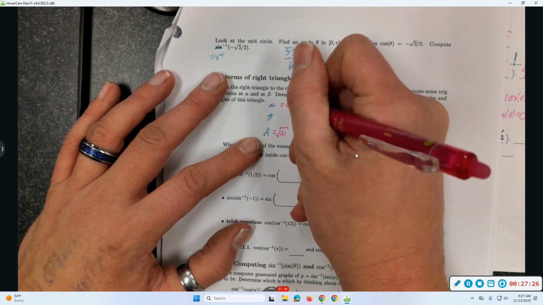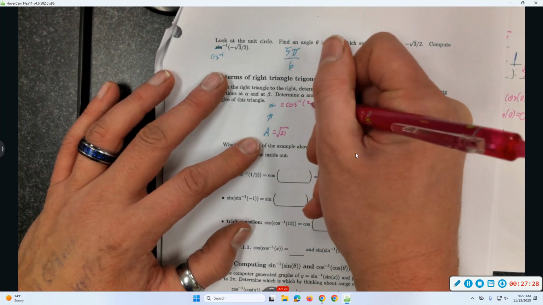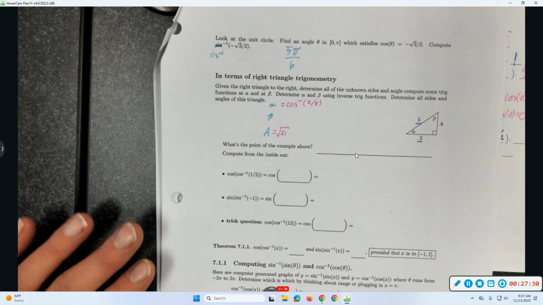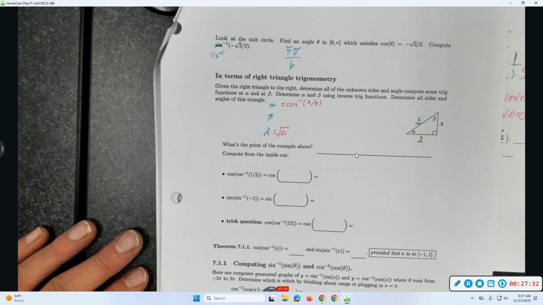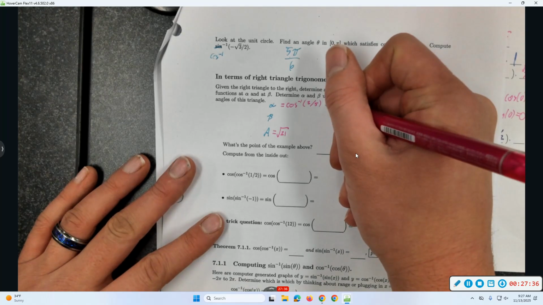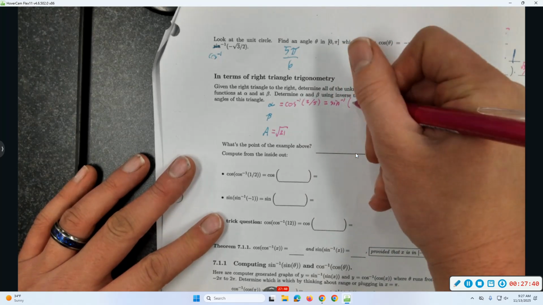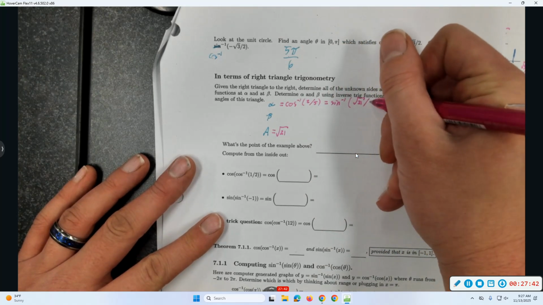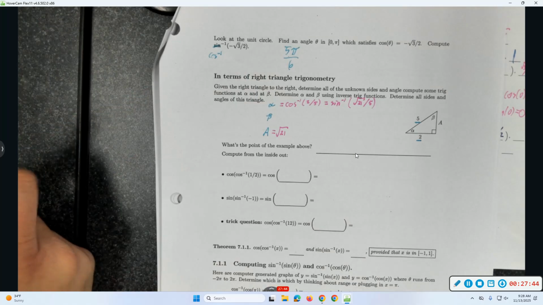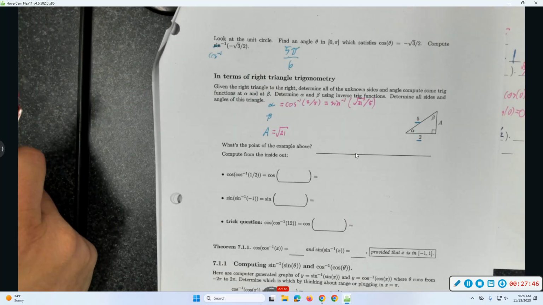I hear cosine inverse of 2 over 5. Do I hear a second for that? Cool. Let's see, could we also theoretically have used sine inverse of root 21 over 5? Yeah, and in fact, let's do that to do a sanity check.